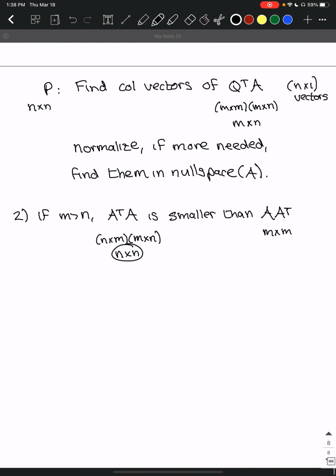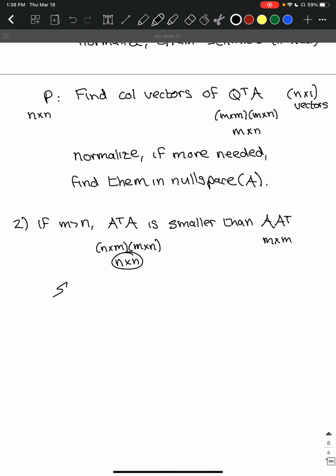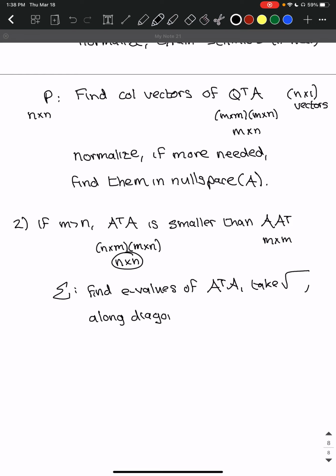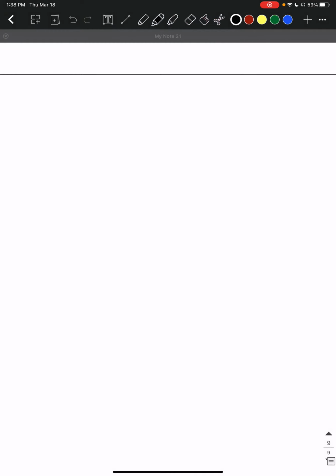Okay, the process changes a bit here, but for sigma, we're doing nothing different. We're finding the eigenvalues of A transpose A, we're taking the square root, and we're putting them along the diagonal. Okay, that's simple, not too bad here.